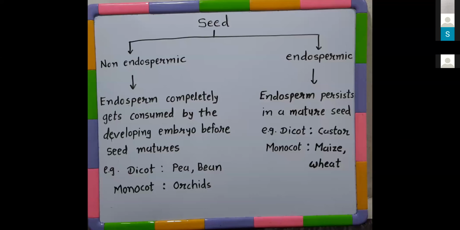See, based on the endosperm utility, there are two types of seeds. For example, on one hand, you have non-endospermic seeds, the one in which endosperm may be completely consumed by the developing embryo. Endosperm will be completely consumed by the developing embryo even before the seed is mature. So the matured seed will be without endosperm tissue.